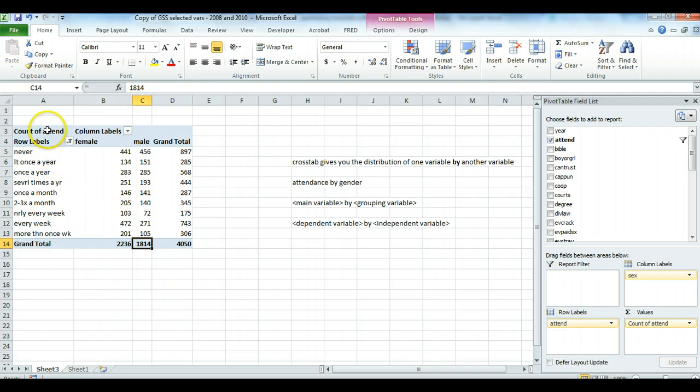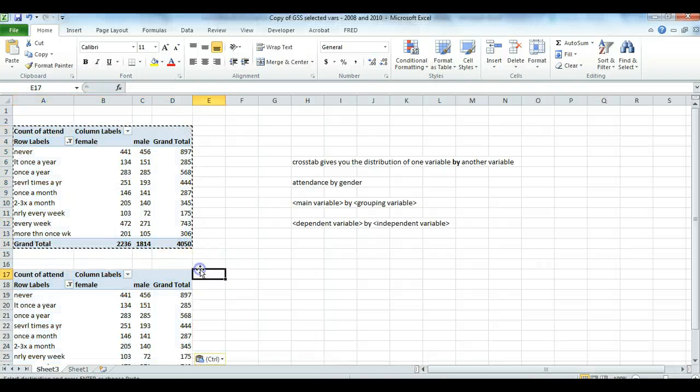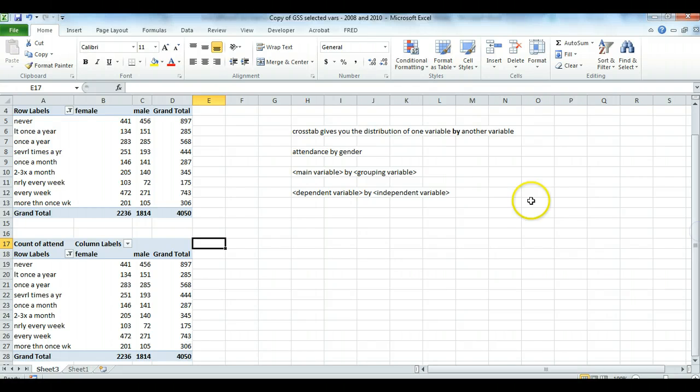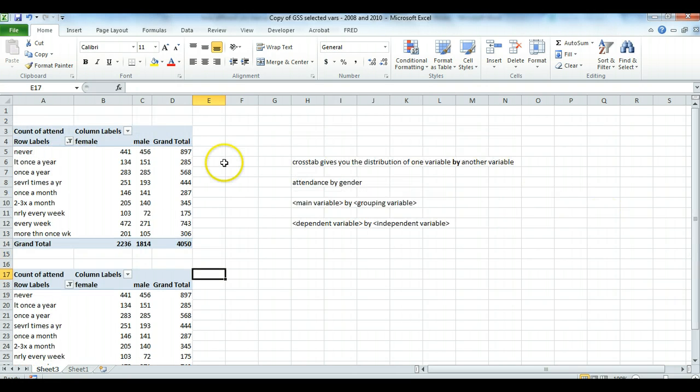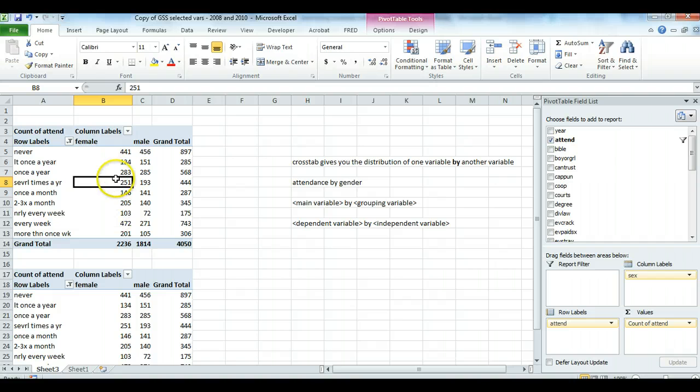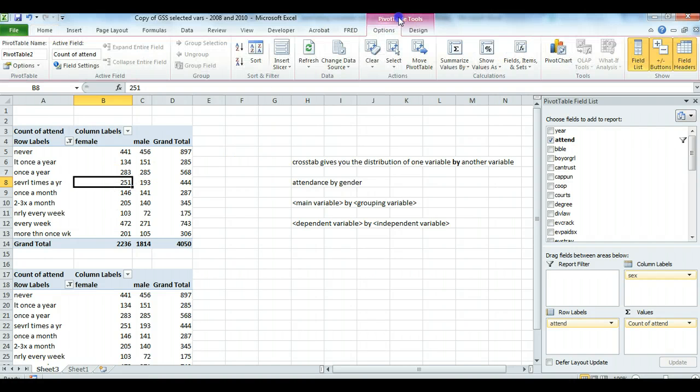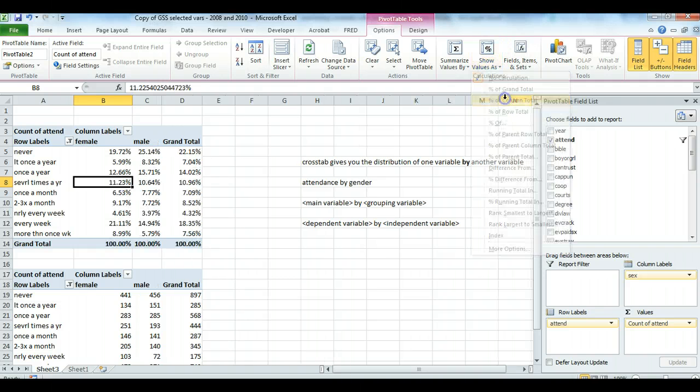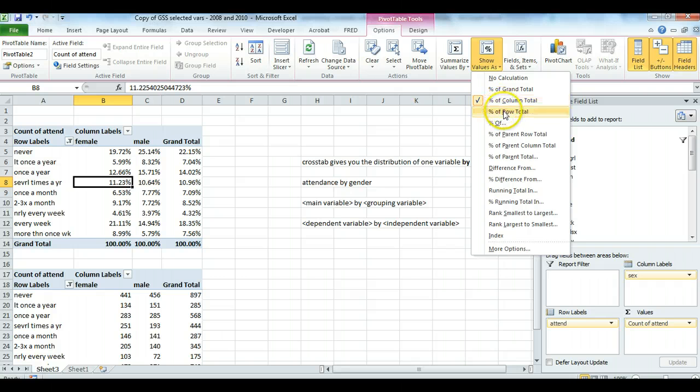So I want to get column percentages here. But I still need these counts to use for the chi-square. So what I'm going to do is highlight this whole pivot table, Control C, and then Control V below. So I basically have two copies of it. And then I'm going to change one into column percentages and come back up here, go to the pivot table tools, and I want to show values as percent of column total. If you use some of these others, you're going to get very misleading results.